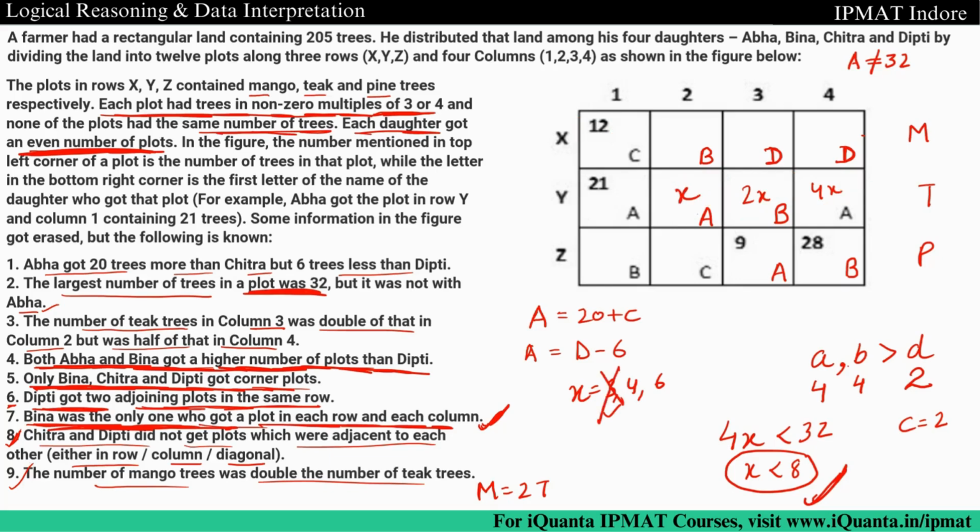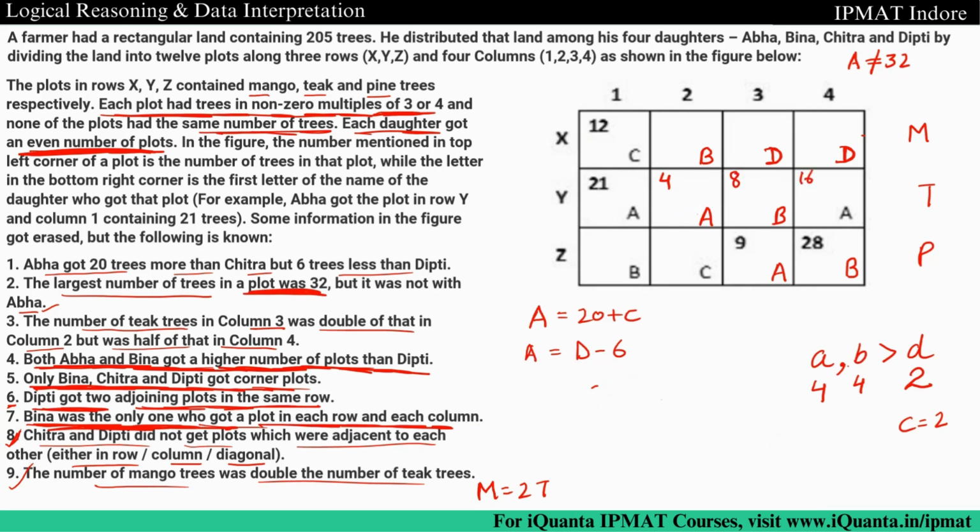Let us check with X equal to 6. If X is 6, this becomes 6, this becomes 12, this becomes 24. But this is not possible because then number of trees in two plots becomes 12. So even X equal to 6 is not acceptable. Only value of X will be 4. So if X is 4, this will be 4, this will be 8, and this will be 16, right? So I hope this much is properly understood. In one of the clues, we were given that mango trees is equal to 2 times teak trees, right?